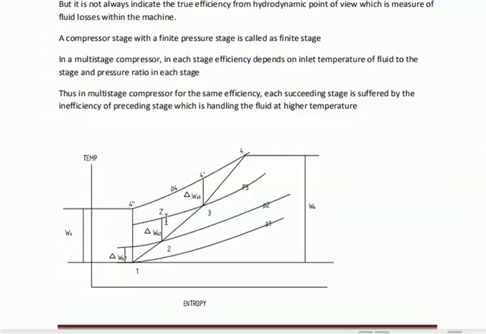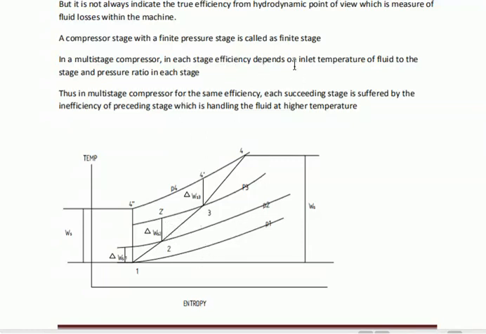Similarly, if the fluid gets out from this stage and enters the third stage, the third stage efficiency again depends upon the inlet temperature of that fluid. So here, in a multi-stage compressor, we have stage 1, stage 2 and stage 3.